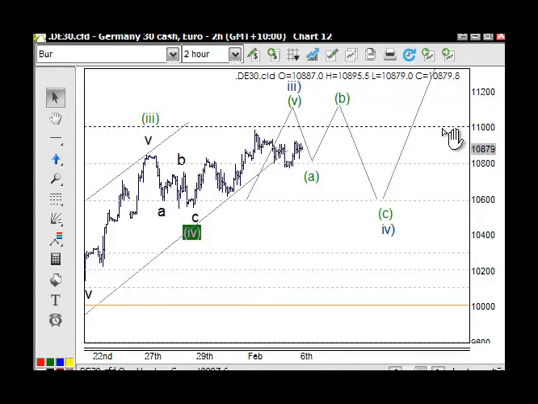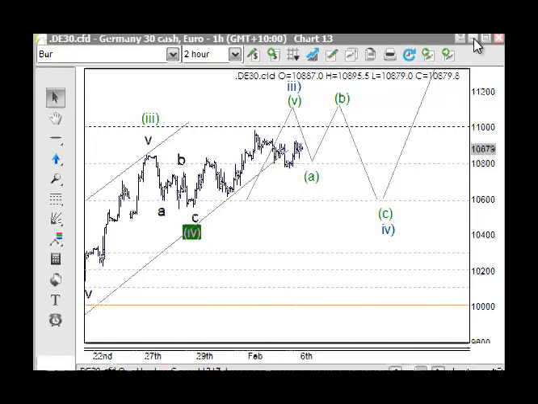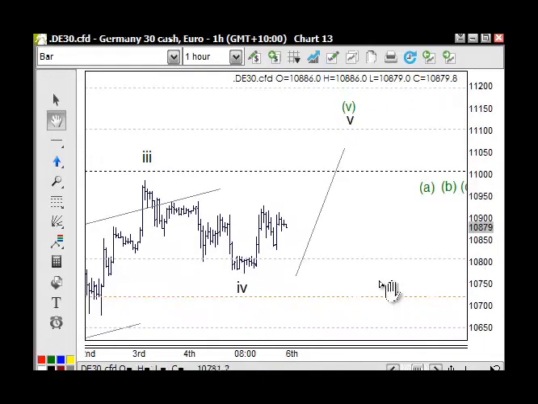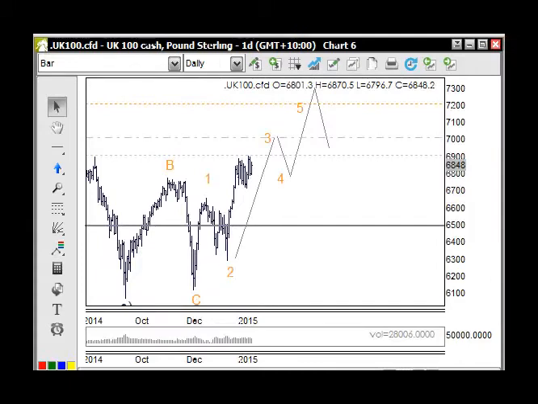Even if I got the count wrong, we're at 11,000. So don't expect too much from this market. Look for something else. So we're looking for a little move up into this area to make a new high here. But yeah, don't bank on it. Probably best to look at something else. The FTSE, much the same as well.